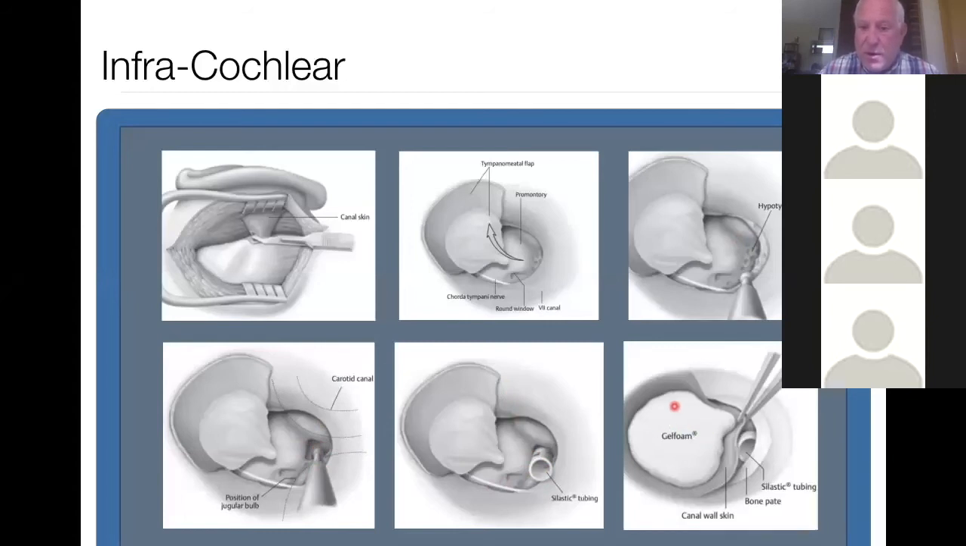We bring our tympanomeatal flap back. Occasionally, we might have to put some fascia here to help support it. Occasionally, we might have to use some bone pate as well to build that up. It just depends how much of the hypotympanic bone you need to remove. And then we place gel foam.